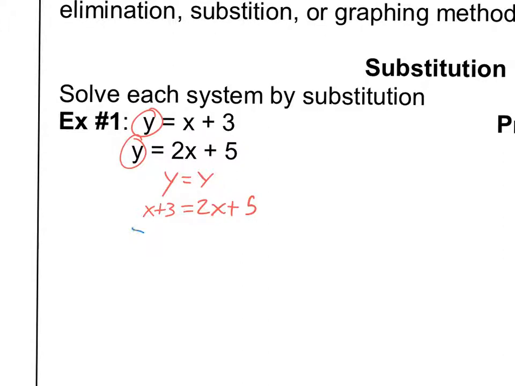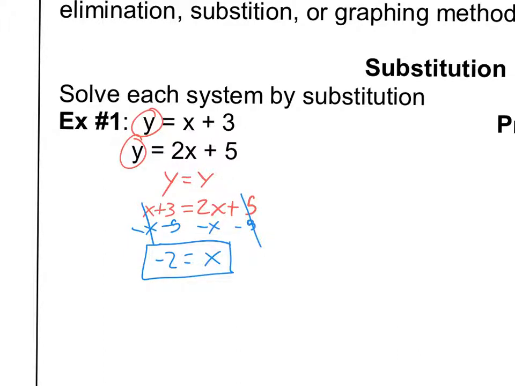So I'm going to subtract an x, subtract 5, subtract 5. Those would cancel out, those would cancel out. 3 minus 5 is -2. 2x minus x is just x, and x equals -2. We've solved for one of the variables.